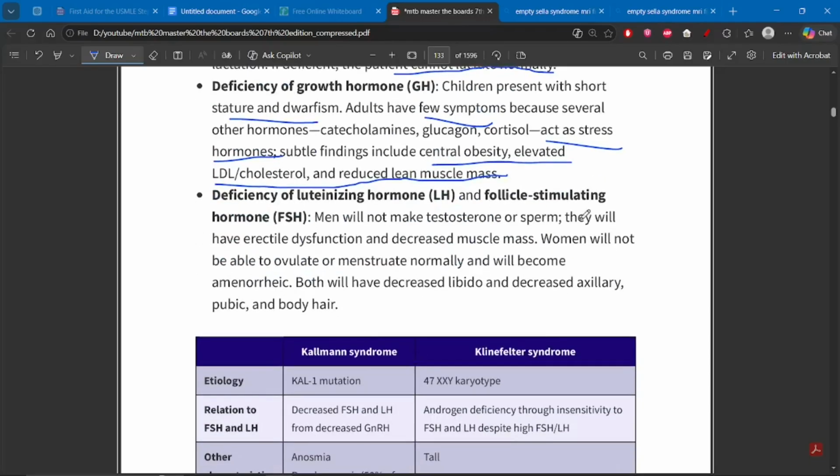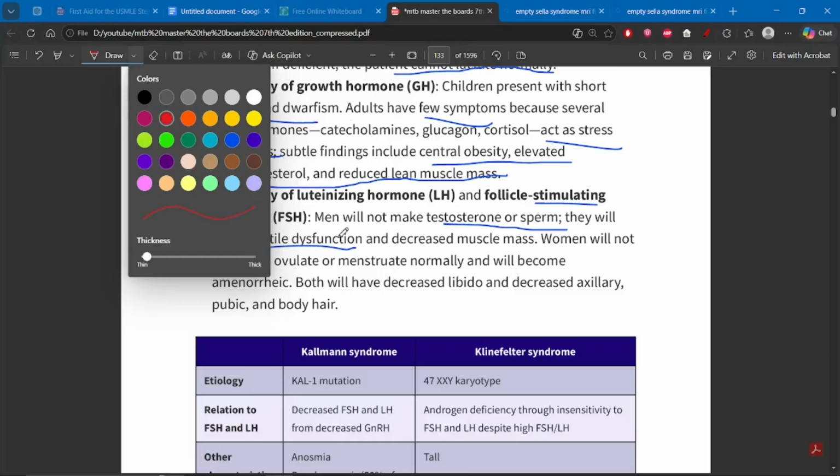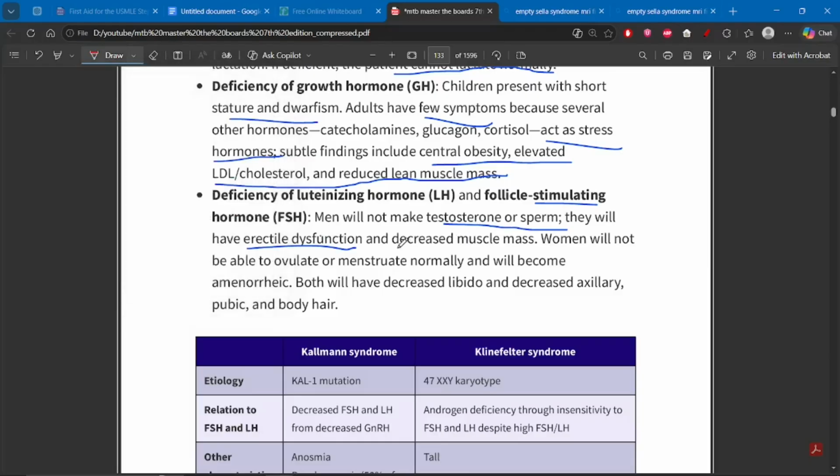Deficiency of luteinizing hormone and follicle stimulating hormone. Men will not make testosterone or sperm because FSH has a role in the maturation of sperm. They will have erectile dysfunction. So this is for you to keep in mind. It's a clinical manifestation. And decreased muscle mass because of decreased testosterone, of course. So they would have decreased libido and decreased muscle mass.